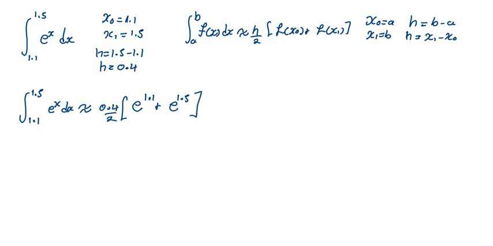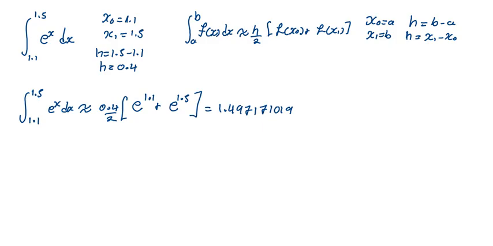Here it's just a matter of using the calculator. So that's going to be e to the 1.1 plus e to the 1.5. I get 7.4858555095. Then I multiply by 0.4 divided by 2. The answer that I end up with is 1.497171019.